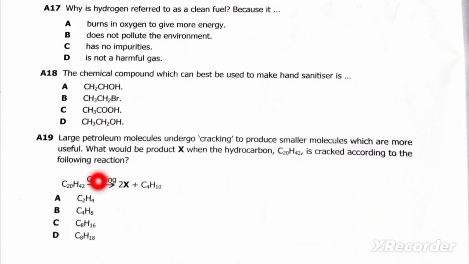So we have seen that the number of carbon atoms here is 20. The number of hydrogen atoms is 42. And we have the compound here. This one has four carbon atoms and 10 hydrogen atoms, as well as a compound with 6 carbon atoms.